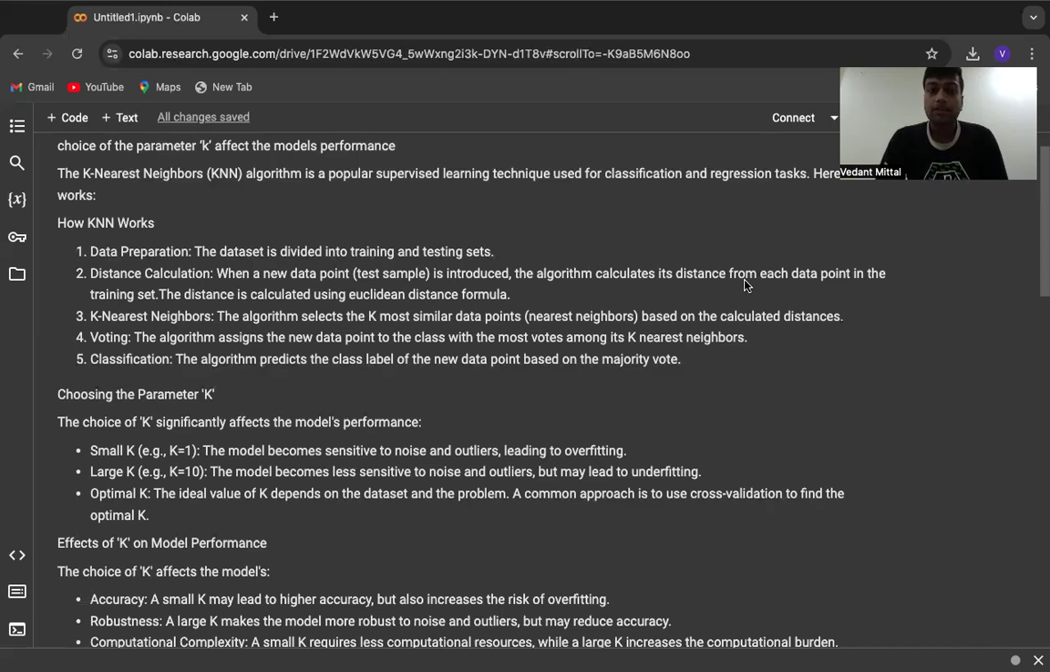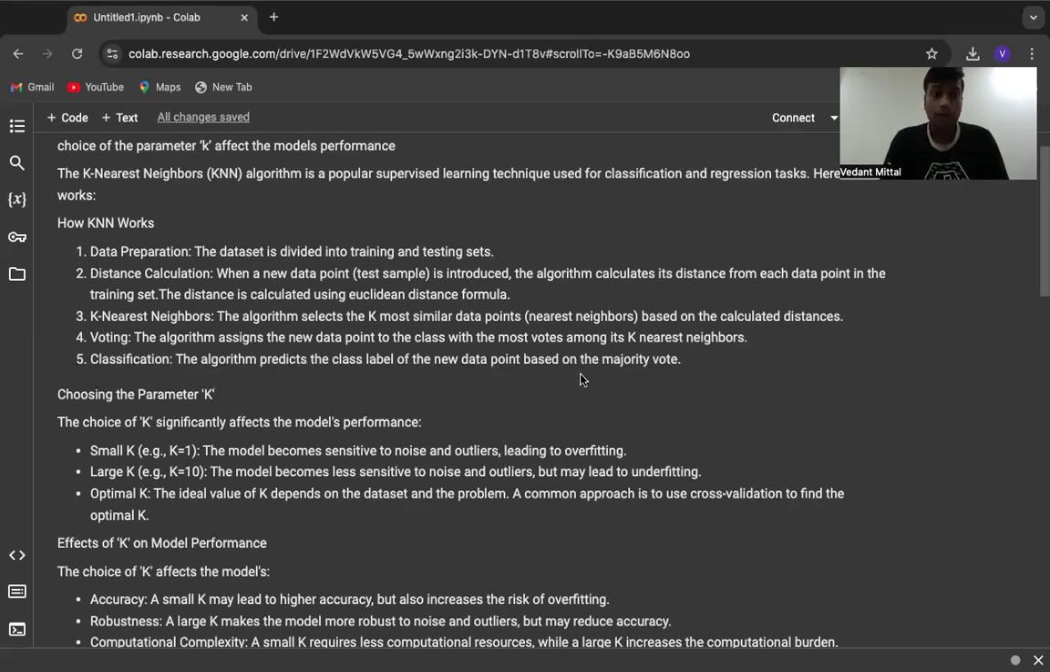So basically, we have to calculate the distance for a particular point for which we have to find the value. We calculate the distance of all the data points from that point, and then we have to select the k nearest neighbors. The algorithm selects the k most similar data points, the nearest neighbors, based on the calculated distance. So on the basis of the calculated distance, we select the nearest neighbors.